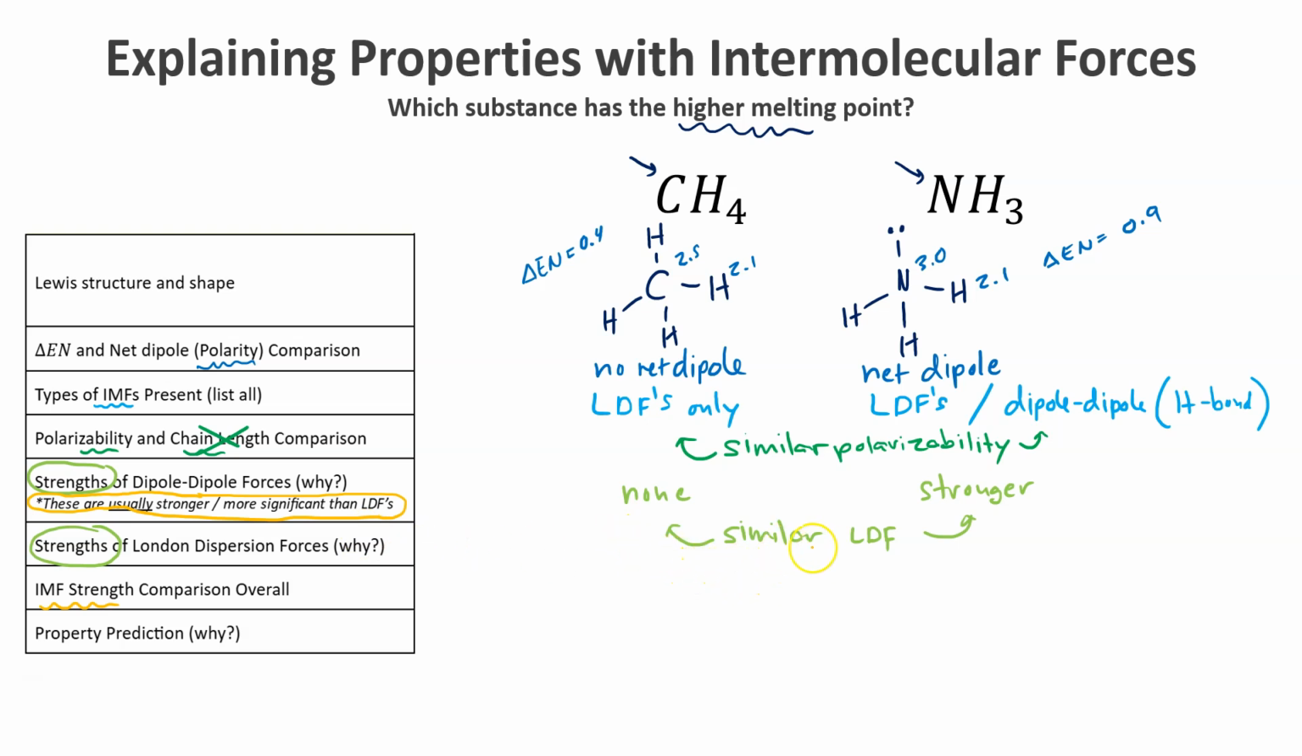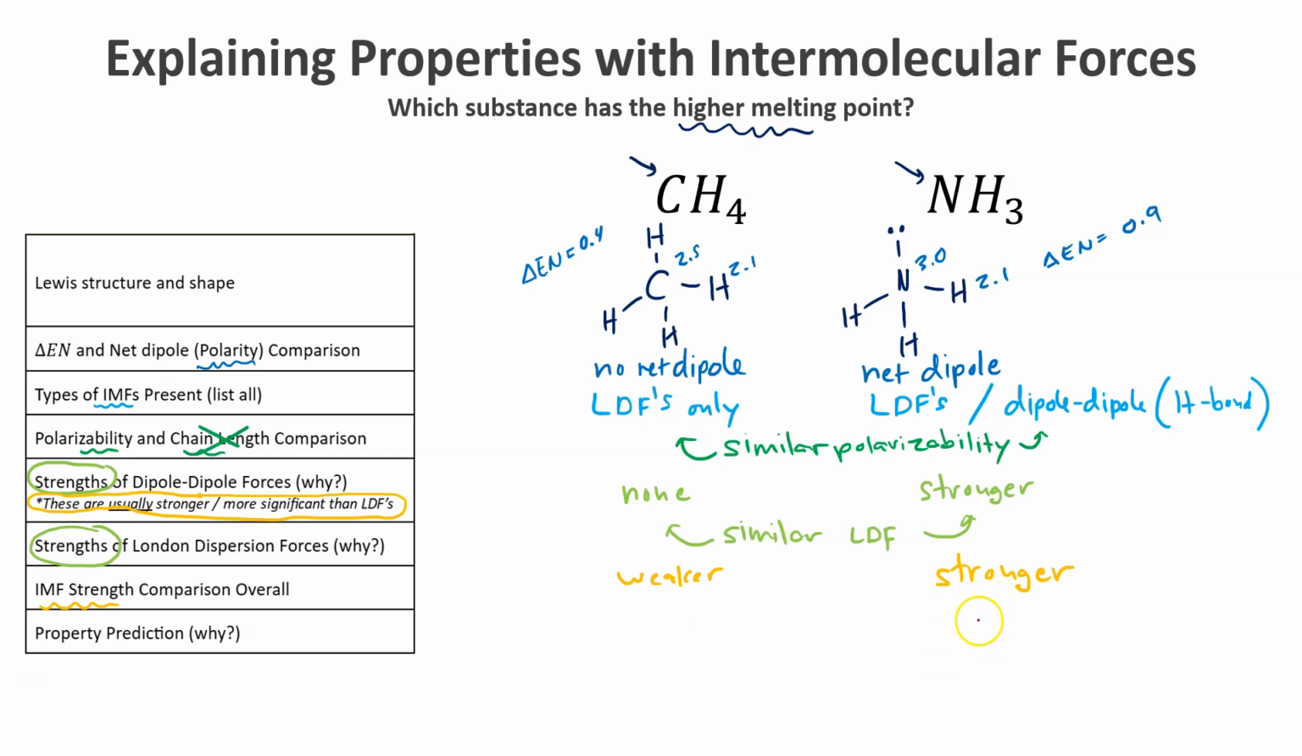Now, it ends up not mattering here because these molecules have LDFs of similar strength, so we don't really have to worry about that. There is only one key difference, and that is the fact that CH4 has no dipole-dipoles, while NH3 has hydrogen bonds. So this is a simple comparison to make. NH3 molecules will have the stronger intermolecular forces, and that of course is the hydrogen bonds. CH4 is going to have the weaker intermolecular forces because all it has are LDFs.